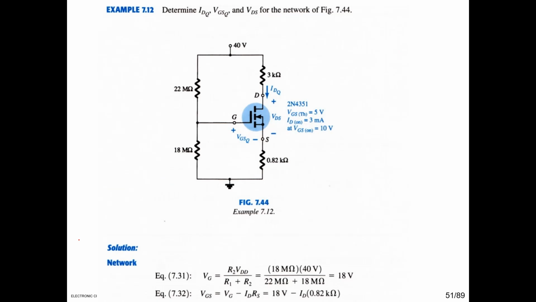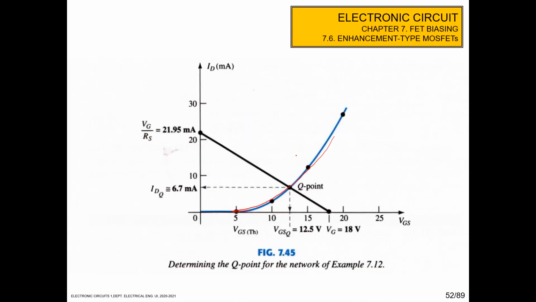From the device, V threshold is 5 volt, ID on is 3 milliampere, and VGS on is 10 volt. The first one, we have to determine the equations for ID key, VGS key, and VDS. We determine the VG here using the equation R2 VDD per R1 plus R2. We got that VG is 18 volt, and then VGS is VG minus ID RS. We simply put that VG is 18 volt and RS is 0.82 kilo ohm. From here we can get, when ID is equal to 0, VGS is VG, and when VGS is equal to 0, we get 2 points here.